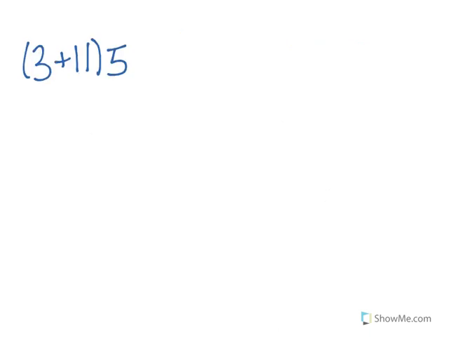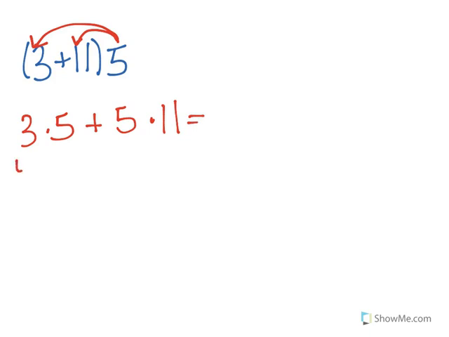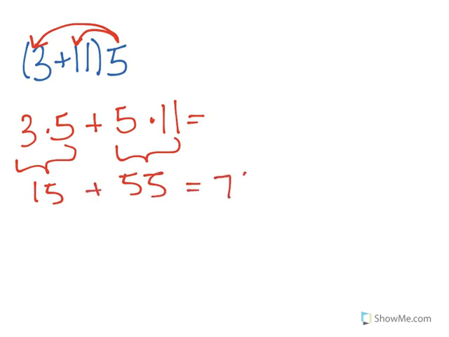So this is a very simple example. We have 3 plus 11 and all of that multiplied times 5. Using the distributive property, you can think of it as being multiplied by each one of the elements and just being carried there. So you have 3 times 5 plus 5 times 11. And so this is equal to 15 and this is equal to 55. And if you add those two values, you get 70.